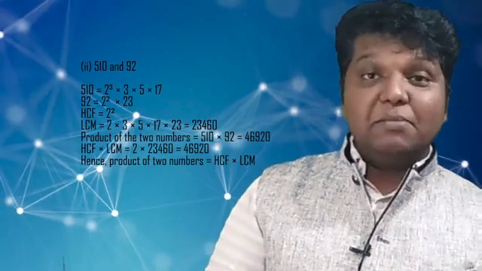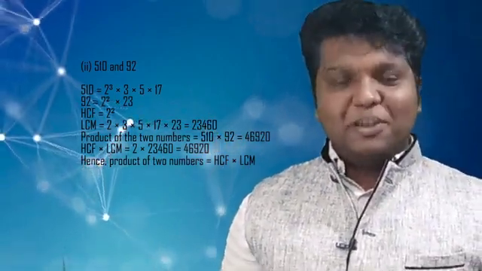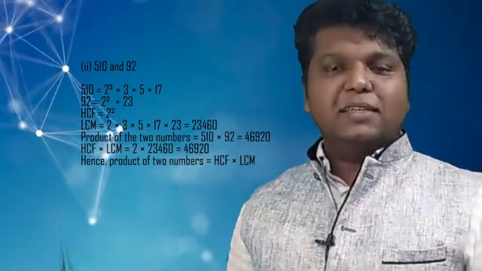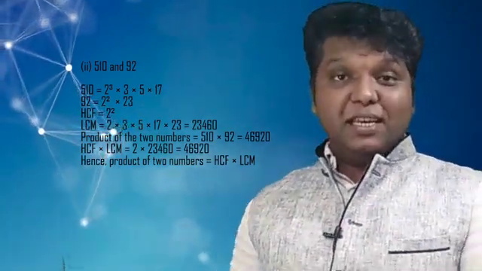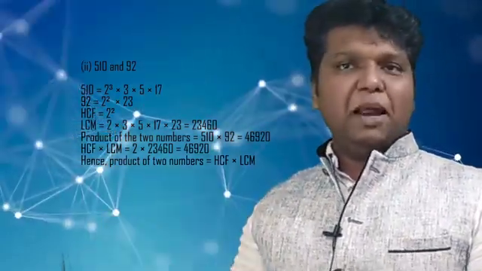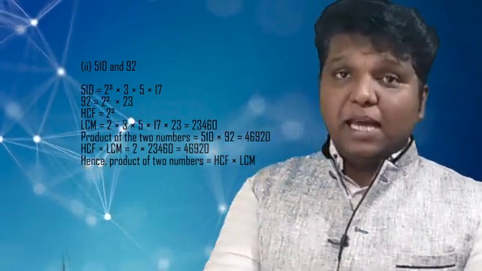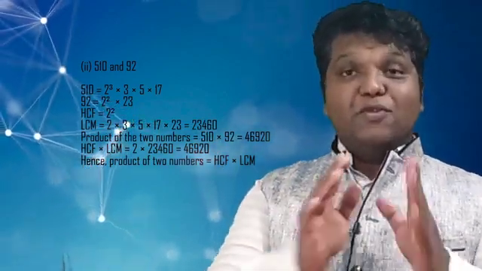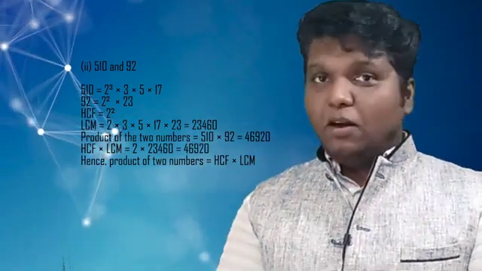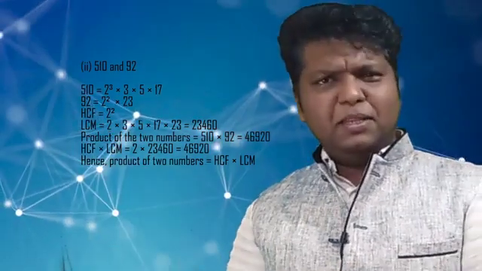Now you got the LCM, now you got the HCF. What's the next step? Verification. What should we verify? LCM into HCF. LCM into HCF is equal to, what was our LCM? 23,460 multiplied by our HCF, which is 2 itself. Multiply them together. What will be the answer? Yes, 46,920. Oh, you got a very big number, right? It's okay. Keep that number there itself.